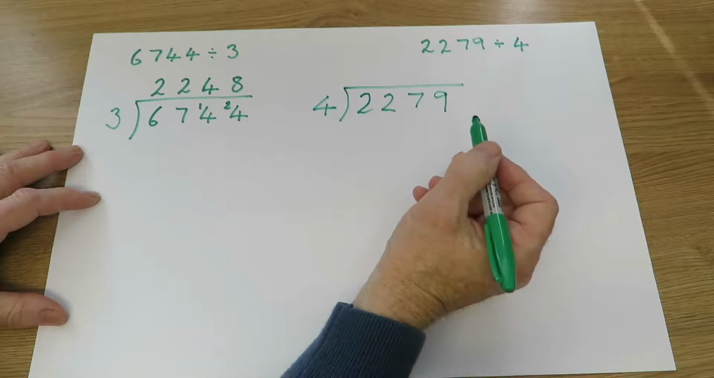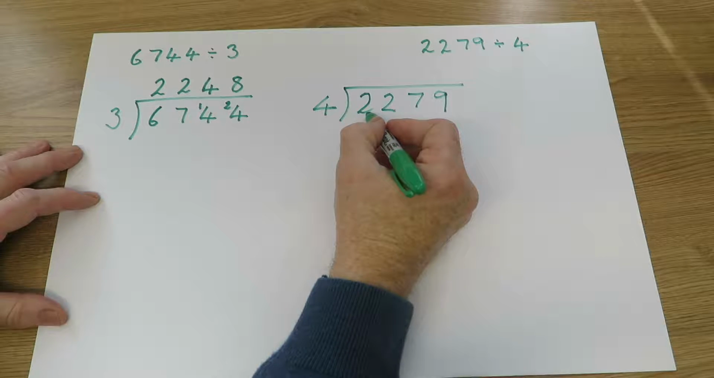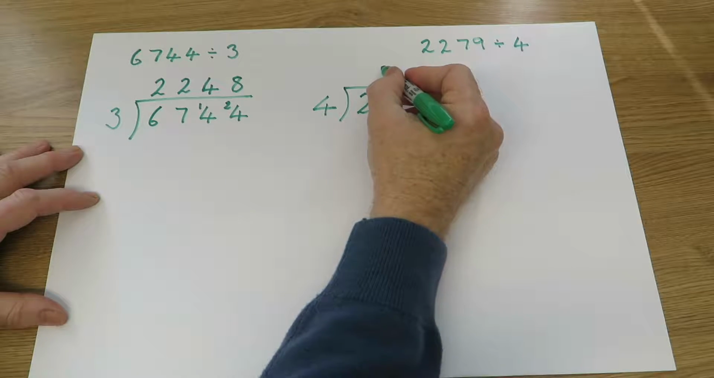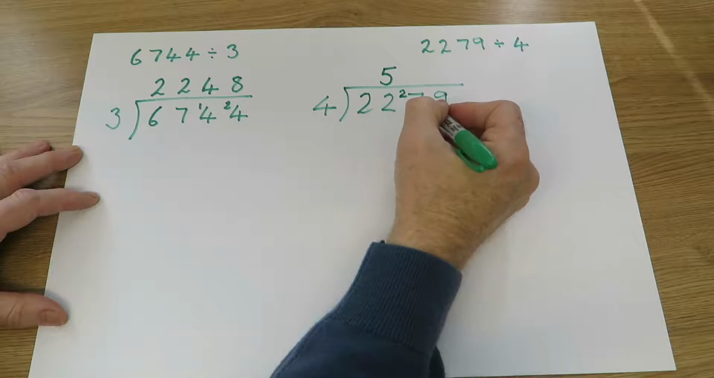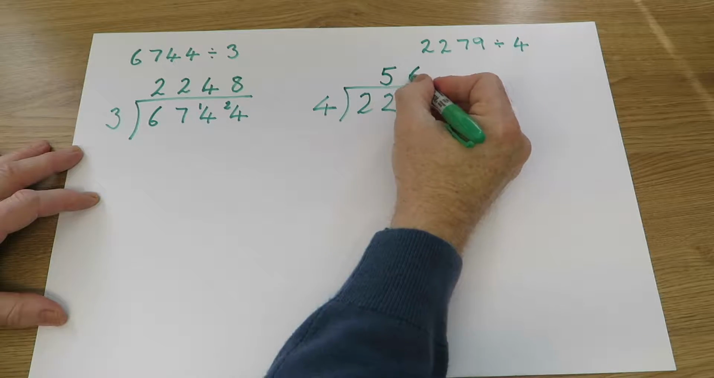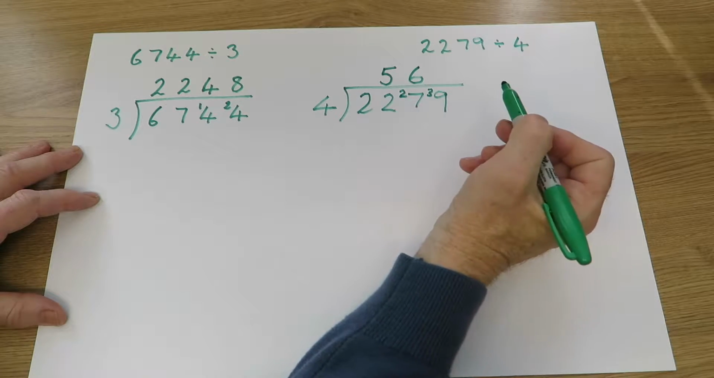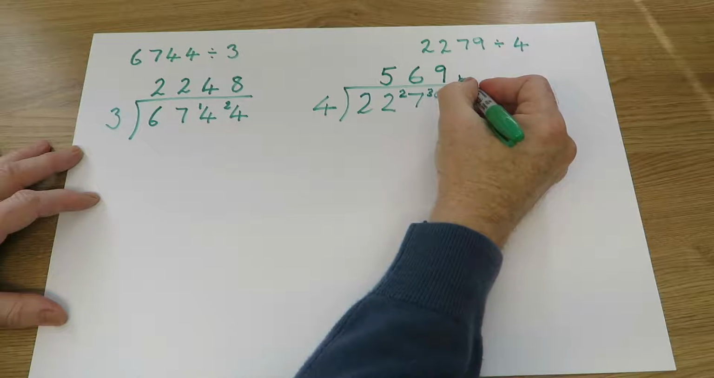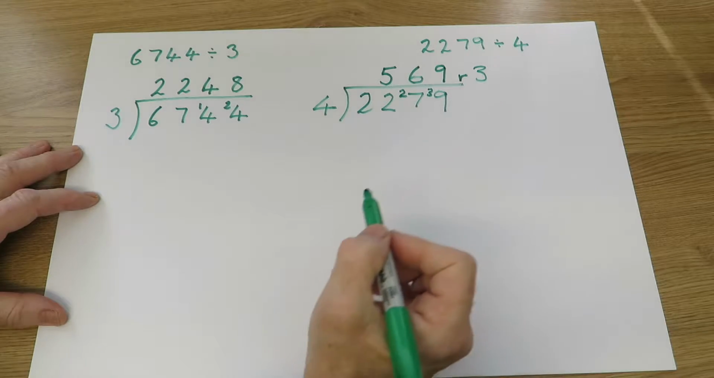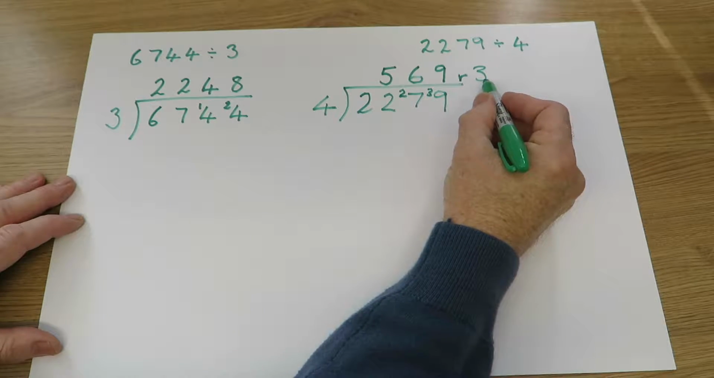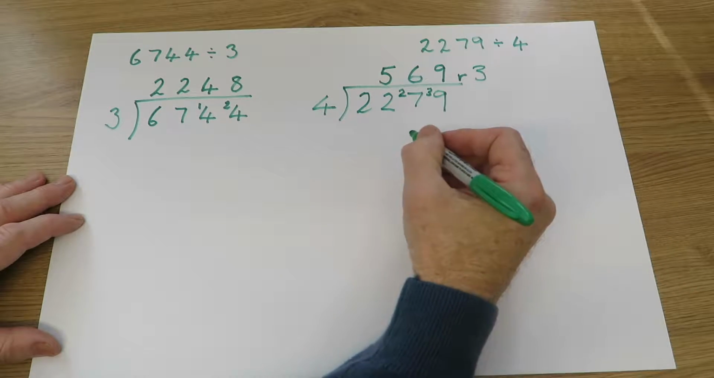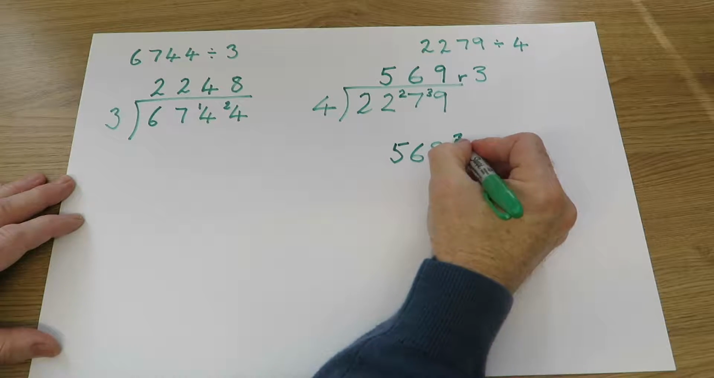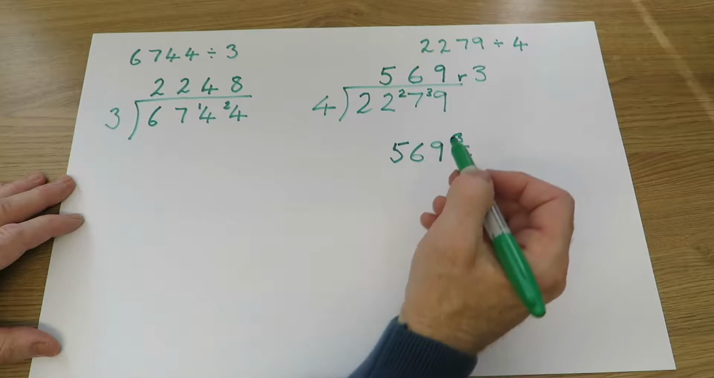2,279 divided by 4. So they'll say, how many 4s in 2? There aren't any, so put the 2 and the 2 together. How many 4s in 22? There are 5, with 2 left over. How many 4s in 27? There are 6, with 3 left over. And how many 4s in 39? There are 9, with 3 left over. And so they can write 569 remainder 3. But they could choose to use that remainder 3 with the 4 to make a fraction. So the answer is 569 and 3 quarters.